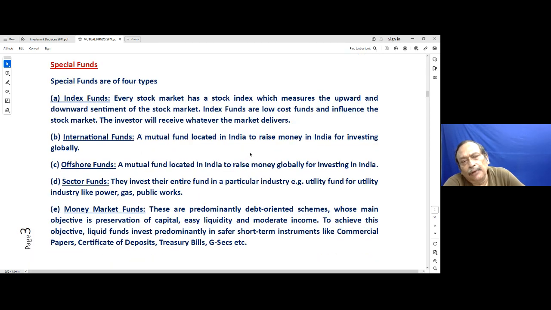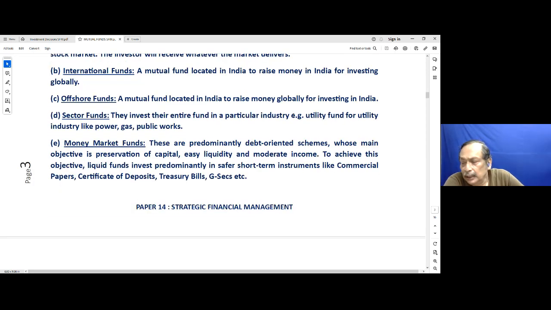Then international funds, a mutual fund located in India to raise money in India for investing globally. Then offshore funds, a mutual fund located in India to raise money globally for investing in India. Then sector funds, they invest their entire fund in a particular industry, namely utility fund for utility industry like power, gas, public works.